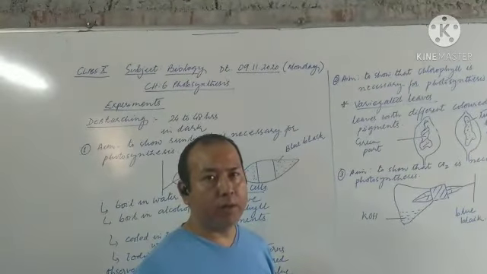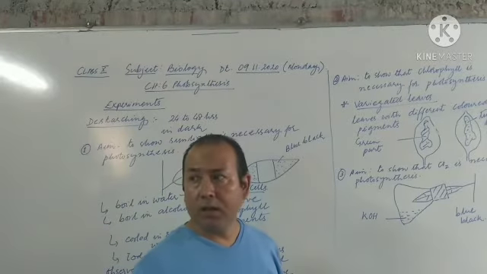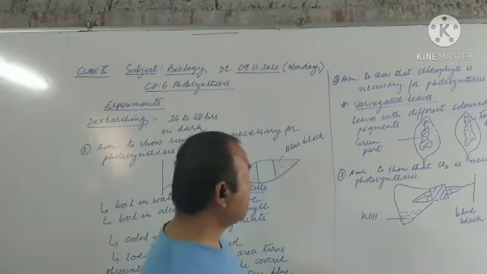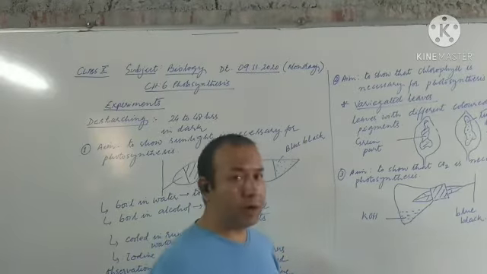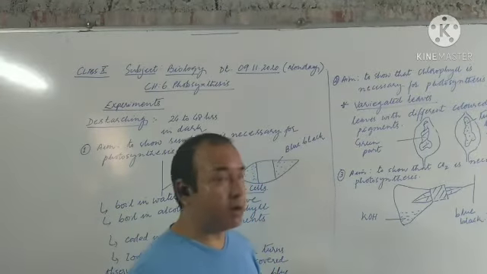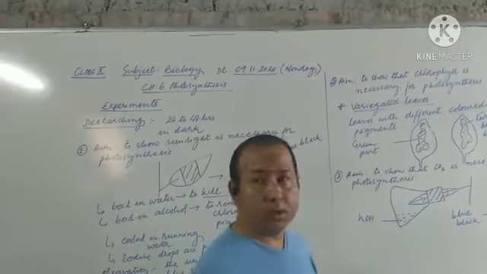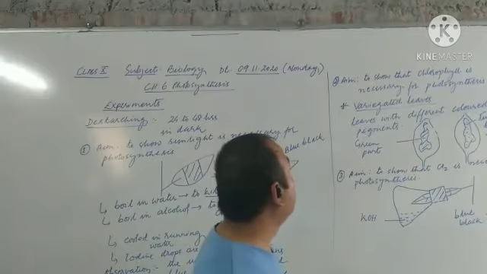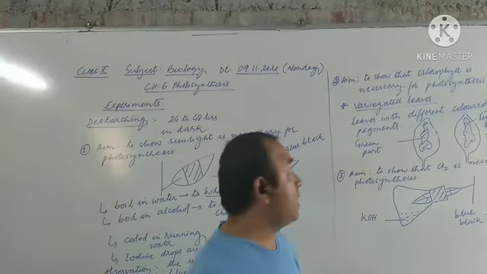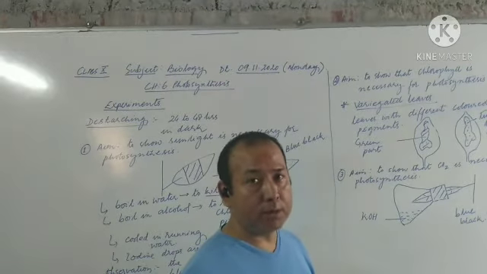As we know, chlorophyll pigment usually traps the solar energy, which is required for the combination of carbon dioxide and water molecules. Now, in order to show this, we take a plant with variegated leaves, and the question has been asked in the examination also once. What is meant by variegated leaves?